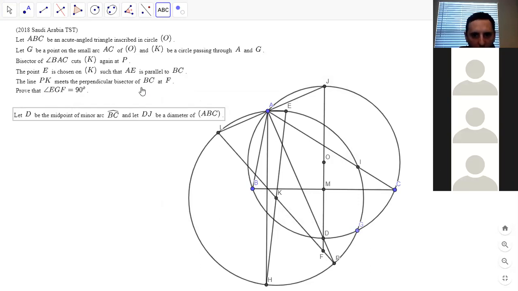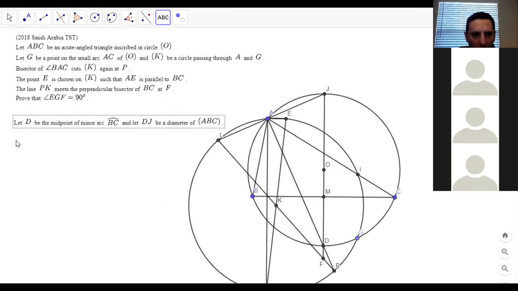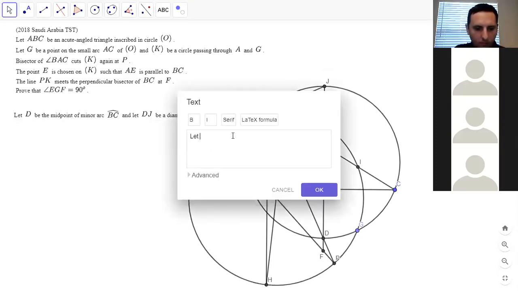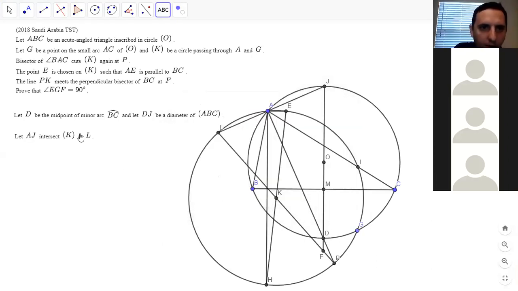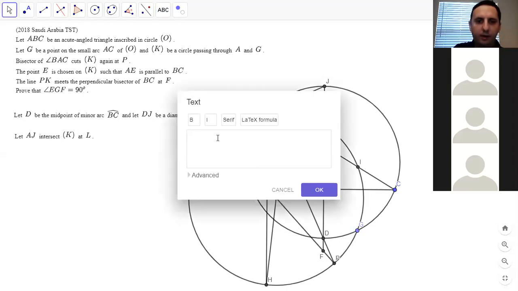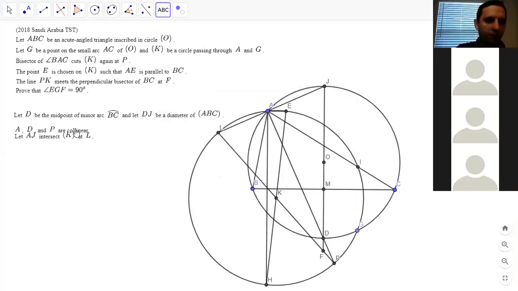Hold on. Or I could just say the circle K. Intersect the circle K at point L. Okay, so then, well, yeah, it's obvious A, D, and P are collinear. And then, hold on just one second.